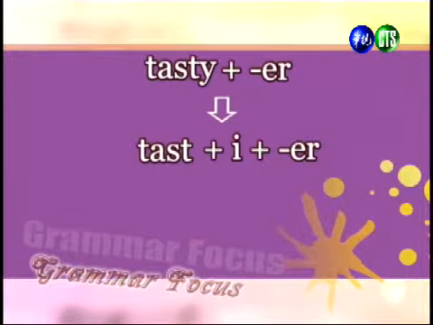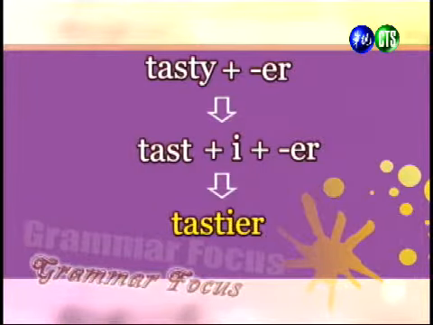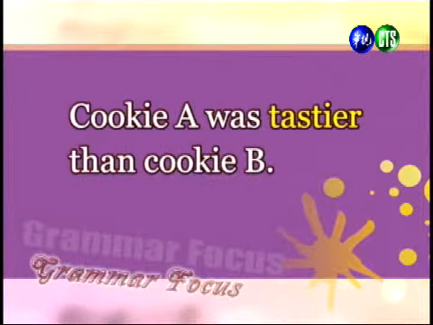When we make all these changes, we end up with our new comparative form of the adjective. We have tastier. So if we want to use tasty in a simple comparative sentence, we can write a sentence like this one. Cookie A was tastier than cookie B.